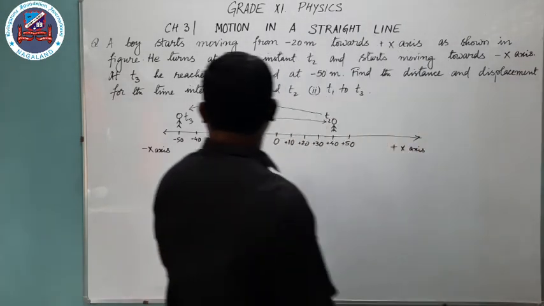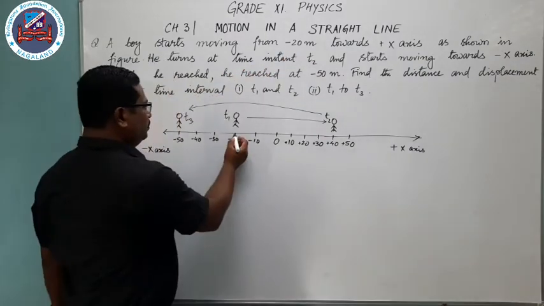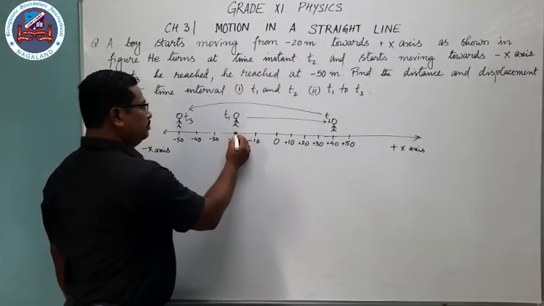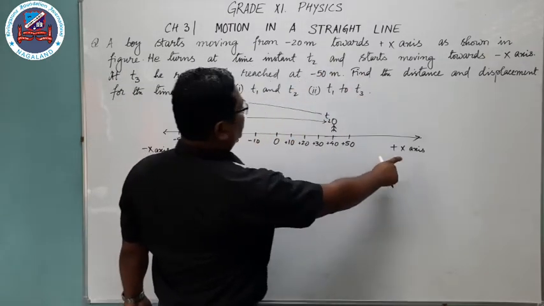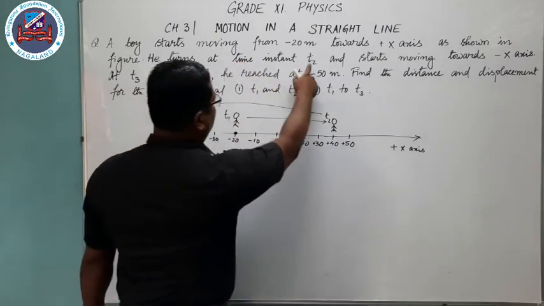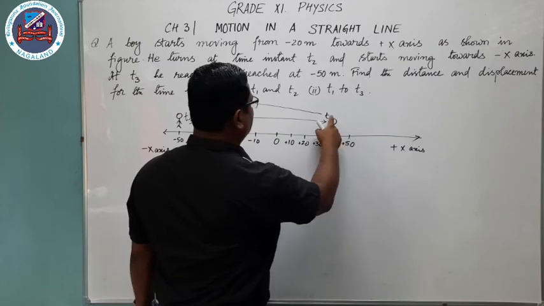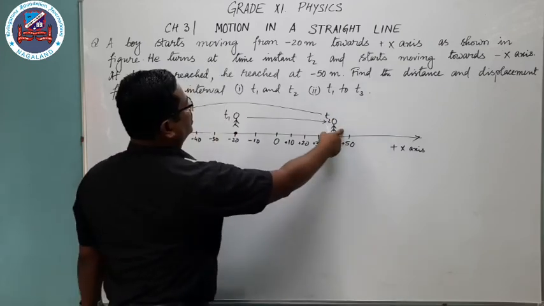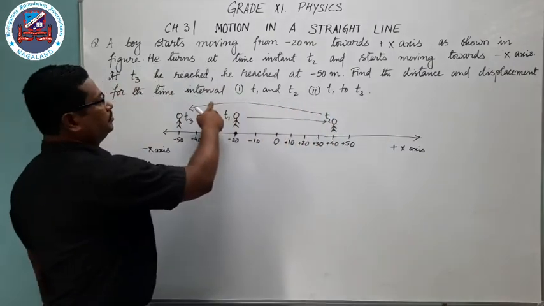Now do this question. A boy starts moving from minus 20 meter. This is the initial position of the boy. He moves towards the positive x-axis, this side is the positive x-axis as shown in the figure. He turns at time instant t2. That means he reaches plus 40 here. And then at time instant t2, he turns and starts moving towards the negative x-axis, this side.